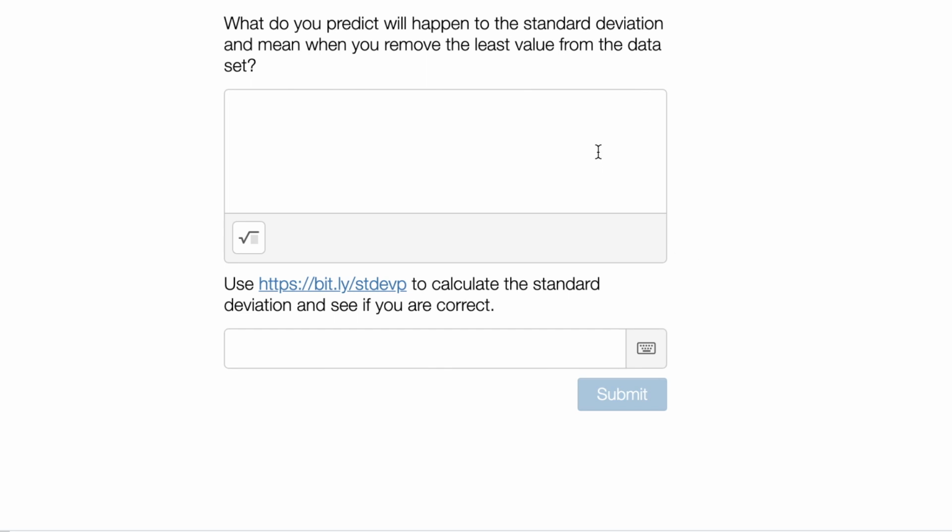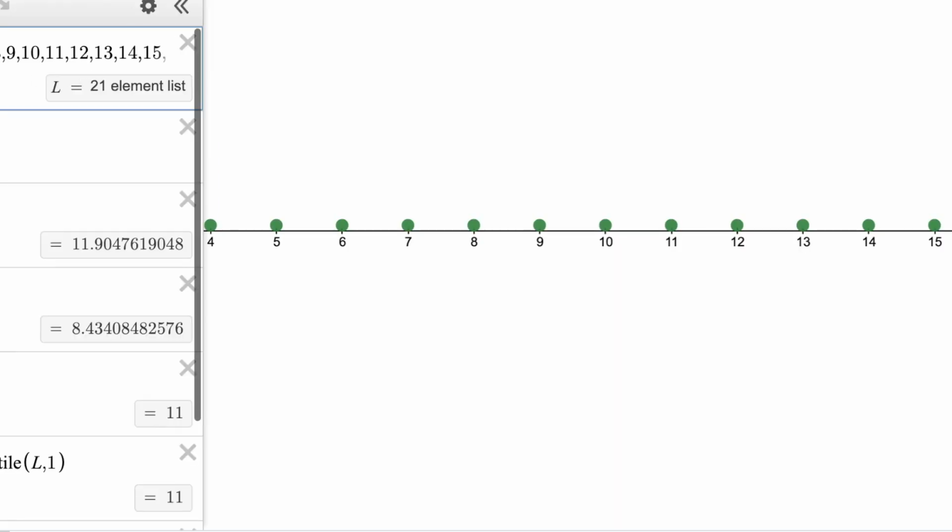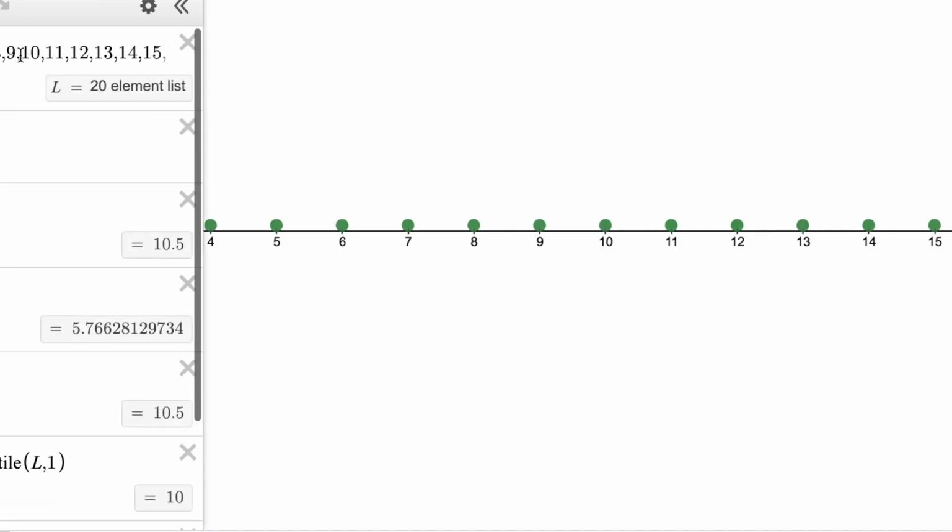And then what do you predict will happen to the standard deviation and mean when you remove the least value from the data set? So go ahead and type what you predict here, and then you're going to see if it happened. Well, we remove the least value. So you're looking at this and you remove the least value. What do you think is going to happen? You have all of these 20 numbers here, and if I take away the smallest number, what do I think is going to happen?